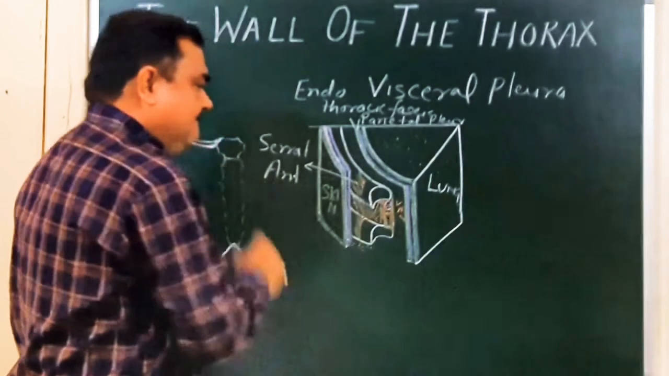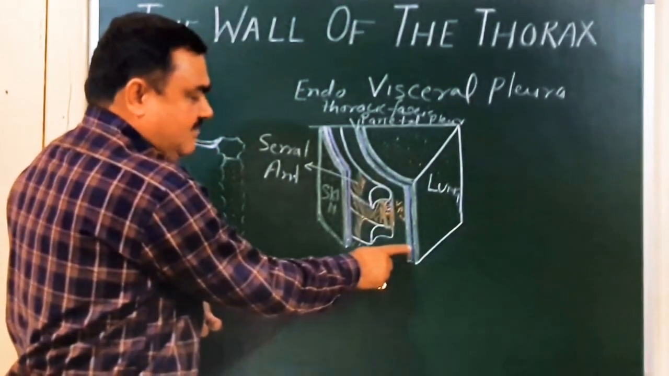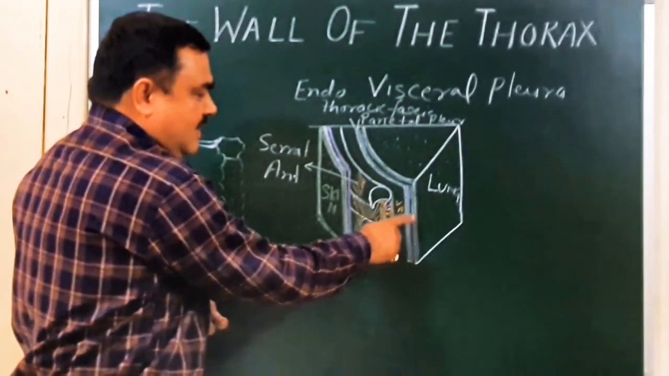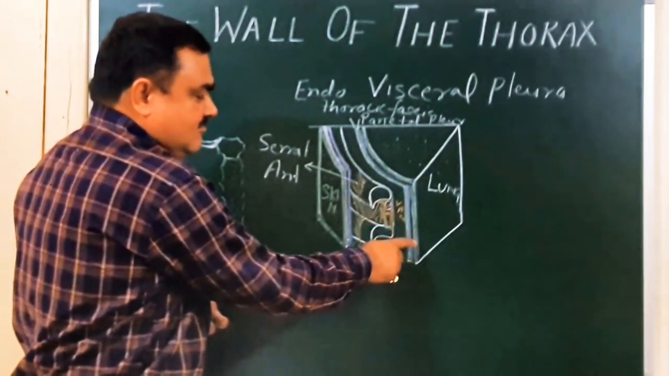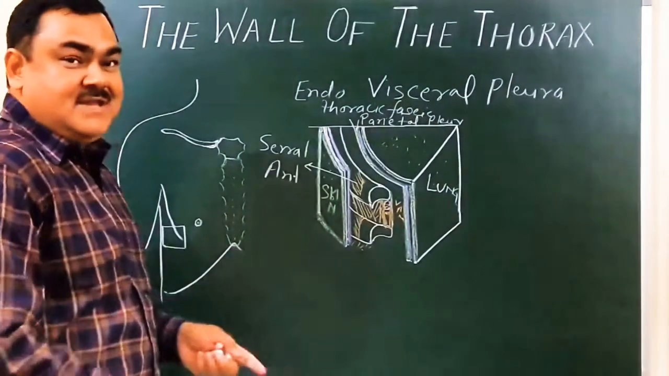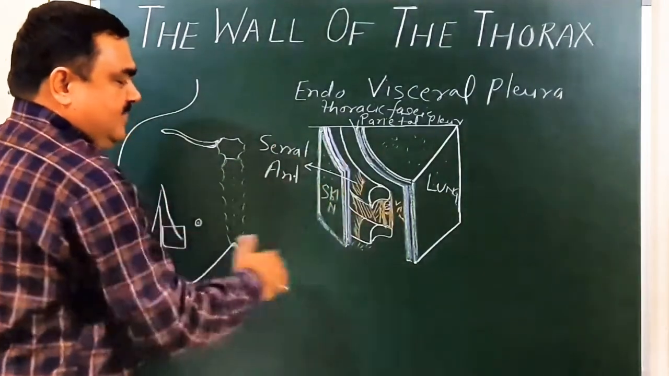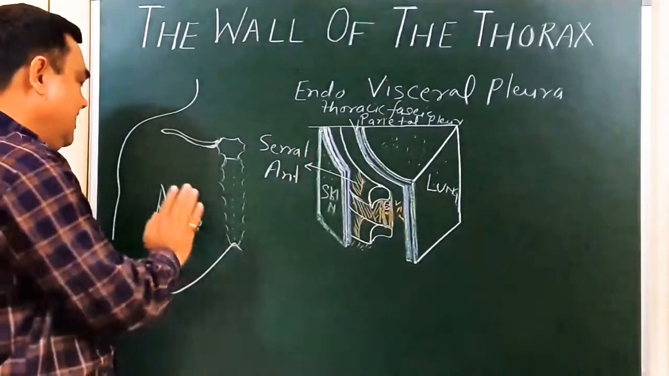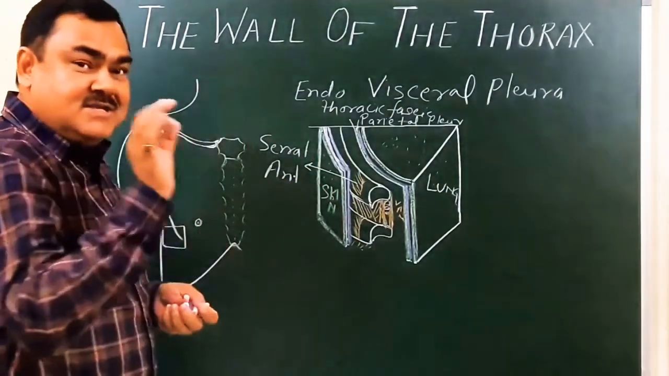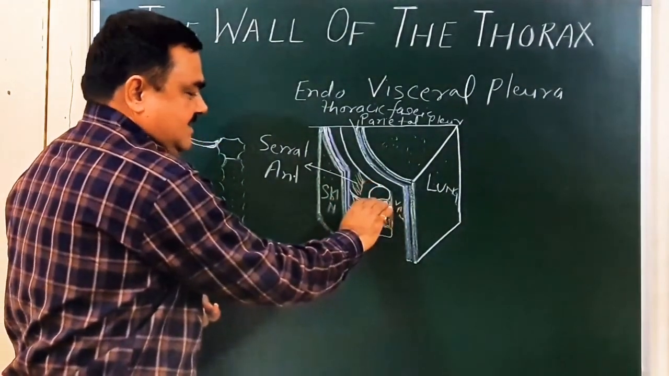Deep to this, there is endothoracic fascia, then parietal pleura, then pleural space, then visceral pleura, then there is a lung. So these are the relations, the structures from the outer side, from skin to lung. This is the arrangement of the structures in the thoracic region, and we will discuss only the intercostal spaces.